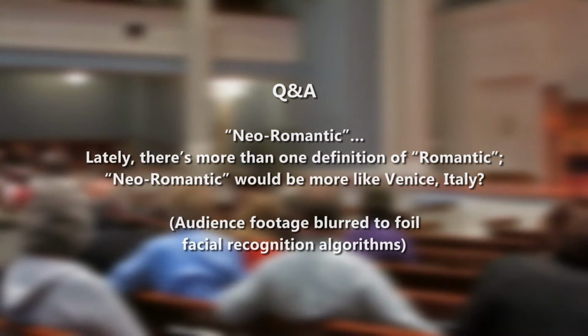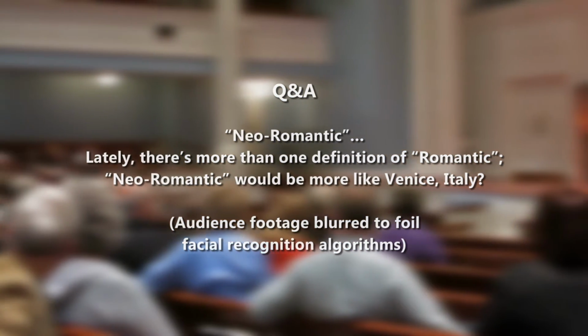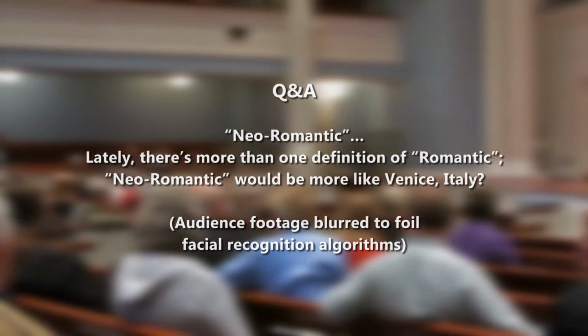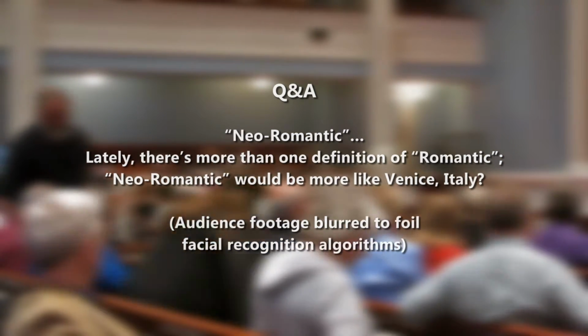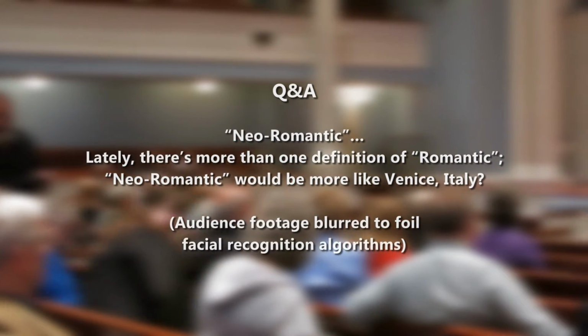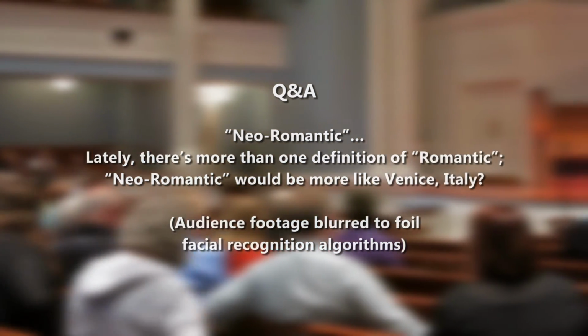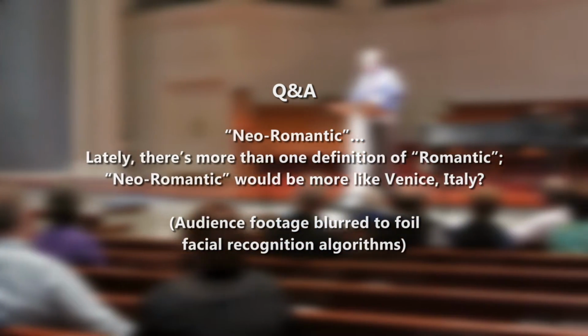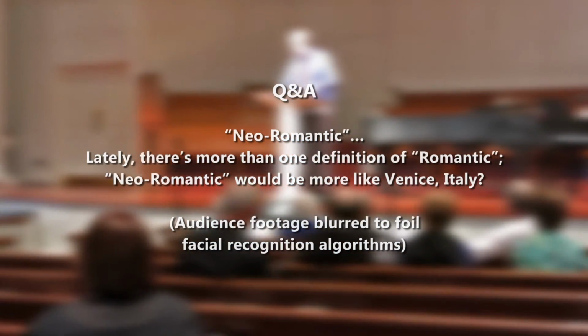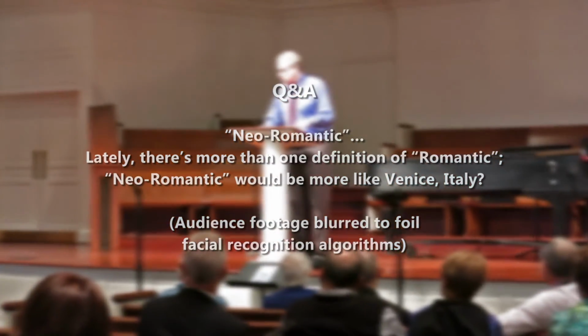Lately, there's more than one definition of romantic. Neo-romantic would be more like Venice, Italy, right? Well, when I say neo-romantic, I'm talking in terms of compositional style, meaning Renaissance, Baroque, classic, romantic, the language of the romantic composers. There are chord progressions that you will hear in Clouds of Heaven that Brahms would have never written, okay?